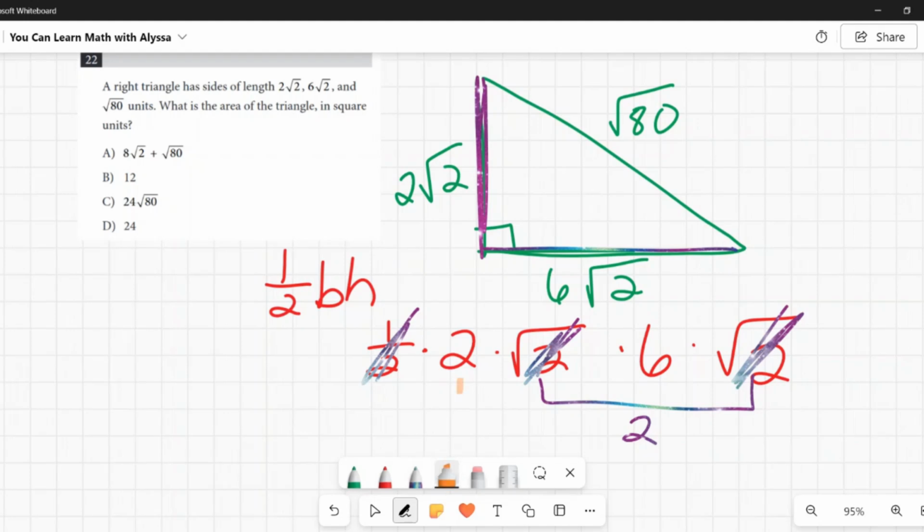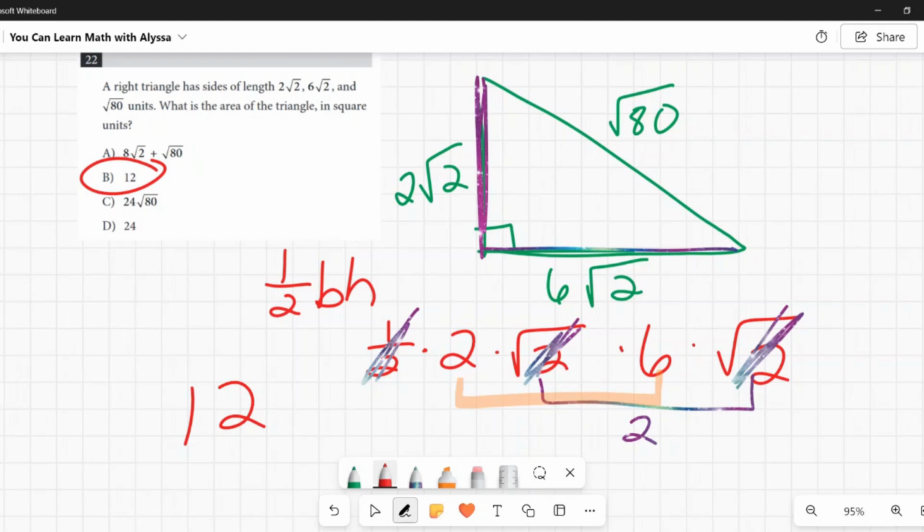And I'm left with 2 times 6, or 12, and that is B. That's my answer. The biggest difficulty in this one is just making sure you have the legs identified. That it is that 2 square root of 2 and 6 square root of 2 are the legs, and square root of 80 is the hypotenuse.